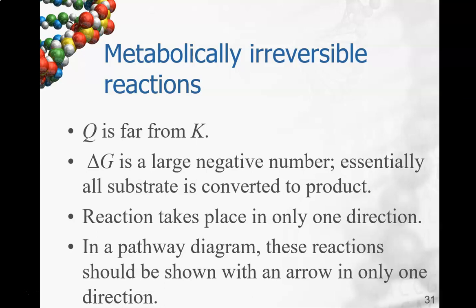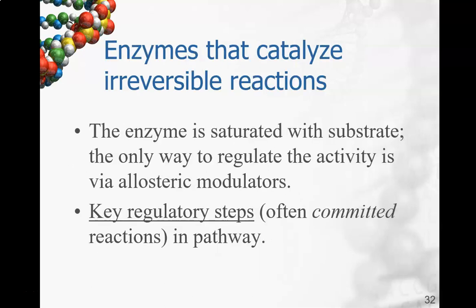Metabolically irreversible reactions: Q is far from K, and delta G is a really large negative number. And what that means is essentially all substrates are converted to product. And that means that it's not going to be feasible for us to change the direction, no matter how much we increase the concentration of the products. We can't get it to go in reverse. In a pathway diagram, the artist should show you these reactions with an arrow in only one direction. So it should be easiest for us to spot this if the artist has done their job.